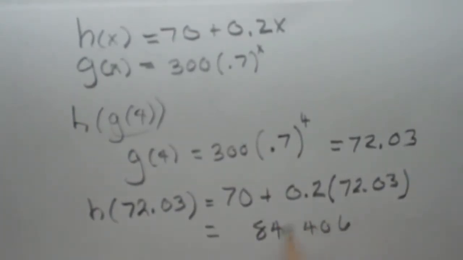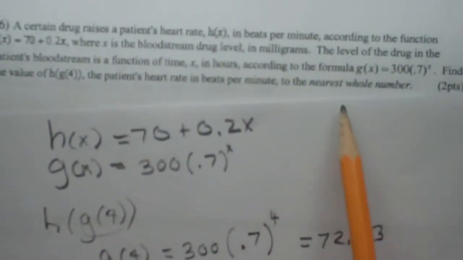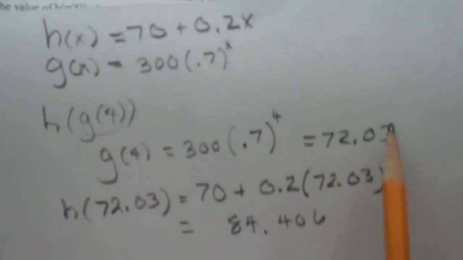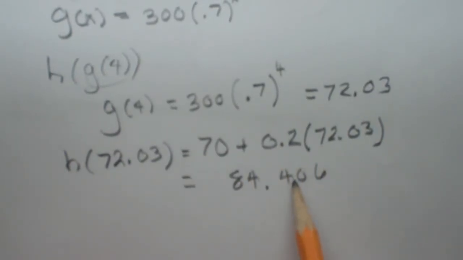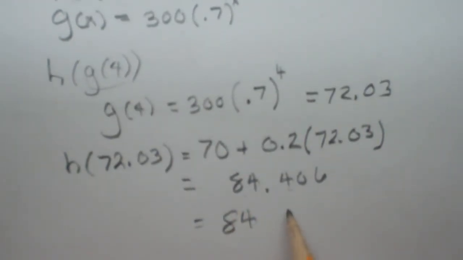84.406. This problem, though, asked us to give the answer to the nearest whole number. And so 84.406 to the nearest whole number. See this 0.4, that's not enough to bump it up to 85. So the nearest whole number is just 84. So the best answer for this problem is 84 beats per minute.